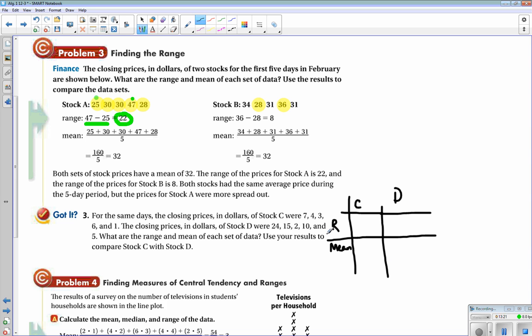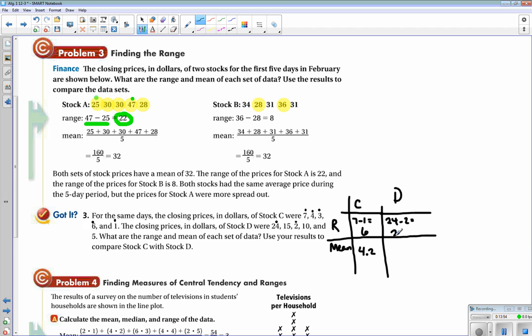So the range is the smallest one, that would be 1, and the largest one subtracted, so that's 6. And the mean is these 5 items added and divided by 5. And when we do that, we get 4.2. So for D, we want the largest and the smallest, and we're going to subtract them.